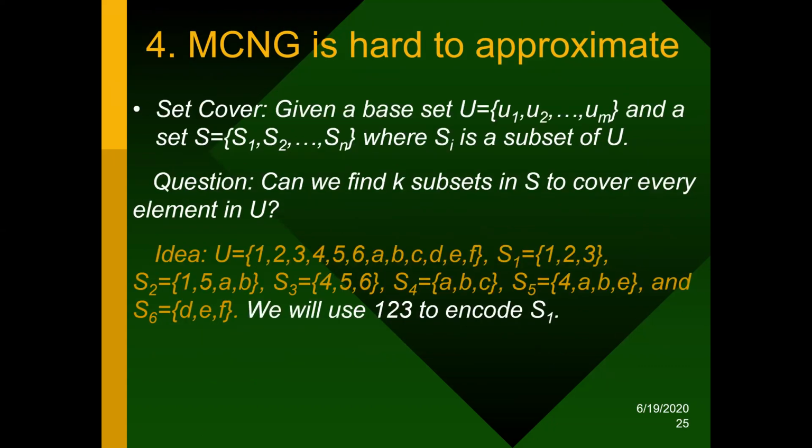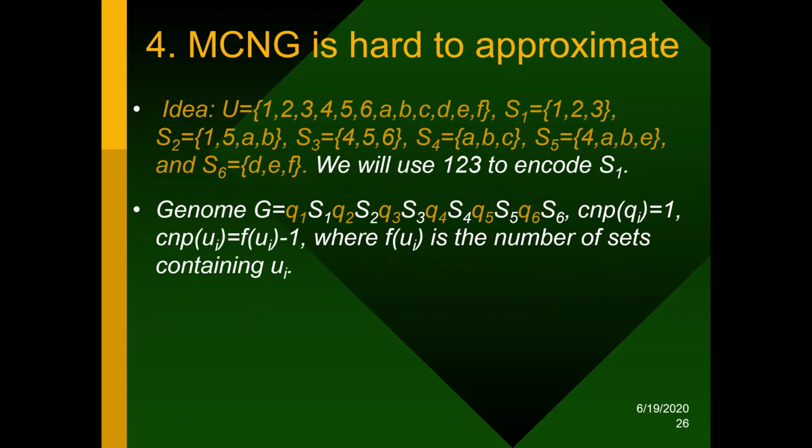After that, we just need to reduce T set cover to this MCNG. So what we do is as follows. I will just use this example. This is a universe with 12 elements. I have 6 sets, S1, S2, up to S6. In our reduction, we will encode S1, the set, using the elements like 1, 2, 3. So this is very much the reduction.